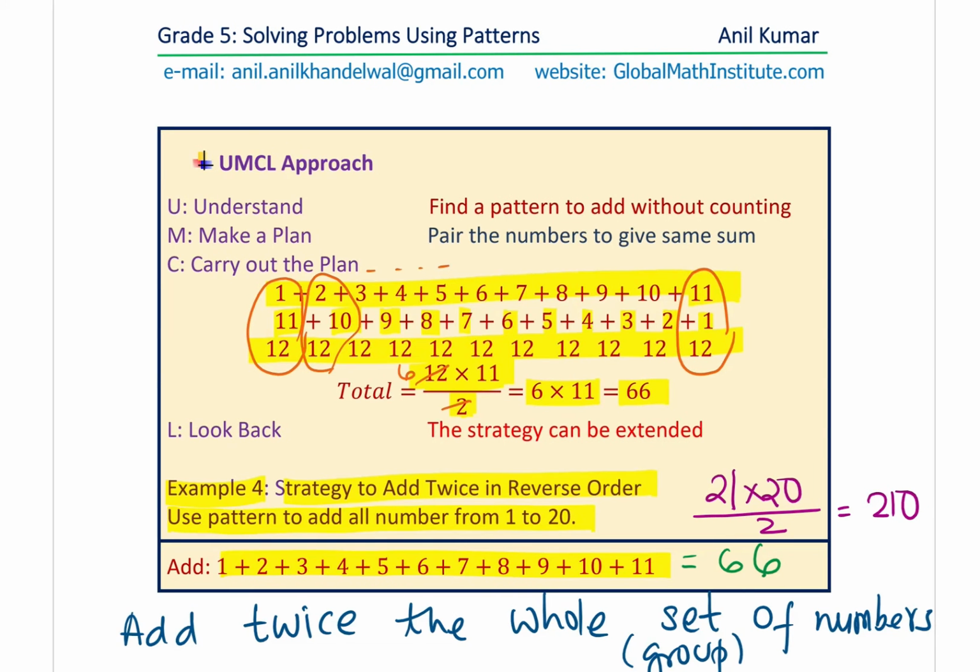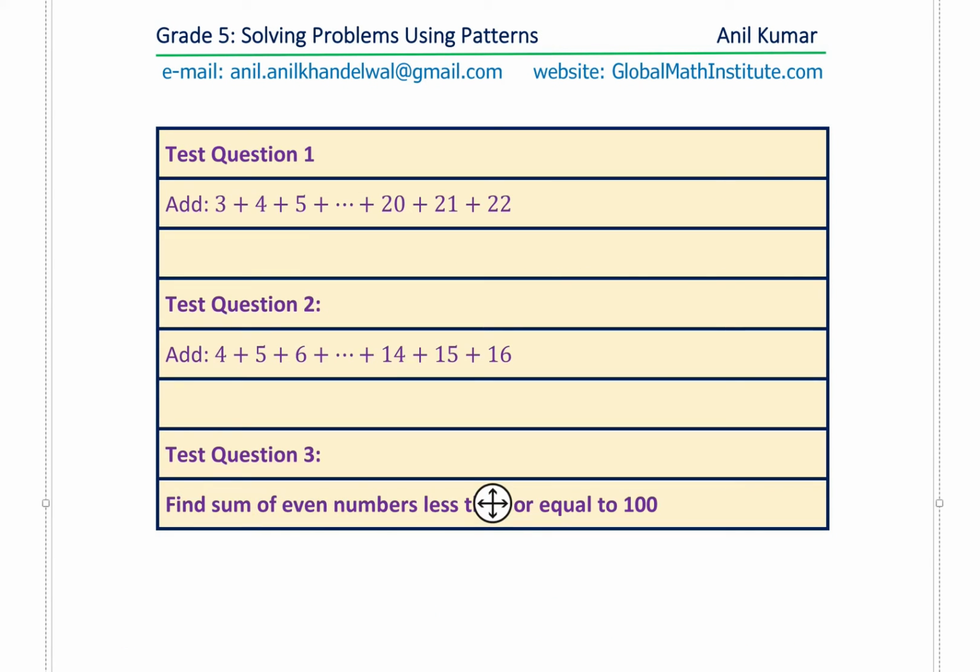So now let's take up some difficult questions, and here are three questions for you. I would like you to pause the video at this stage, answer these questions, and then look into my suggestions. The very first question is add the numbers 3 plus 4 plus 5 and so on till 22. The second one is to add the numbers 4, 5, 6 till 16. And question number 3 is find the sum of even numbers less than or equal to 100. So there are three questions here.